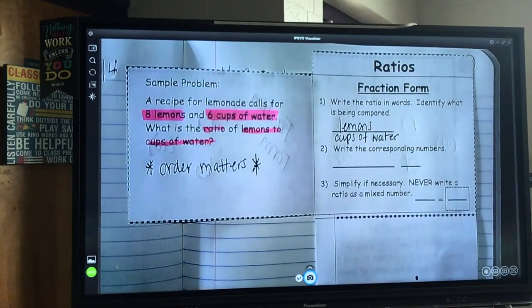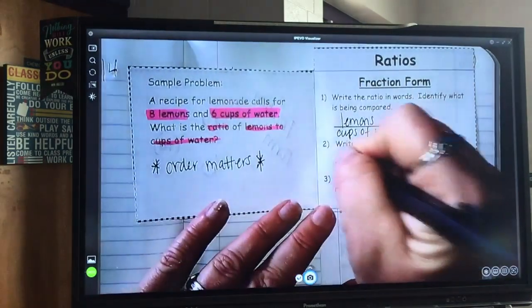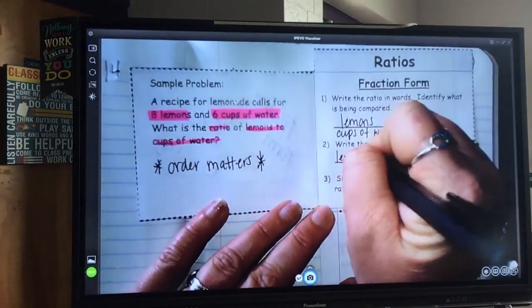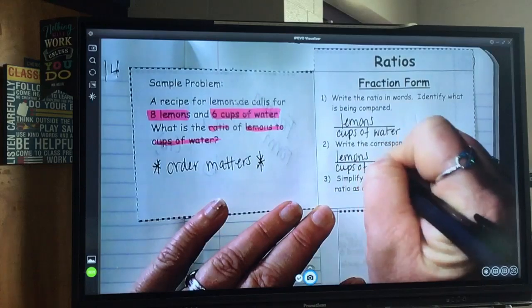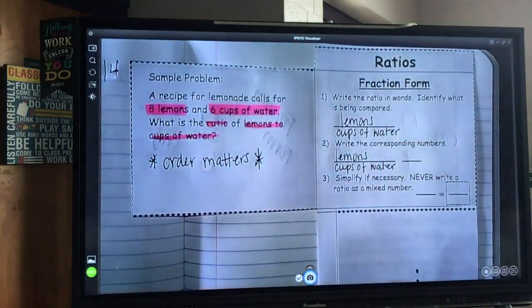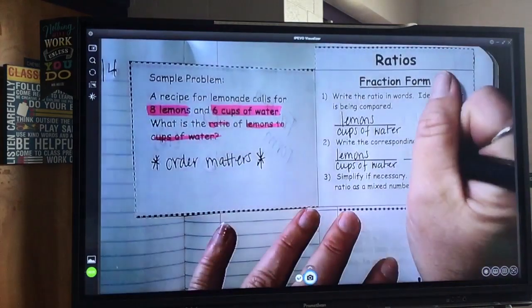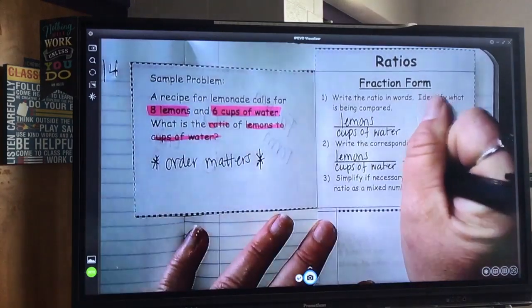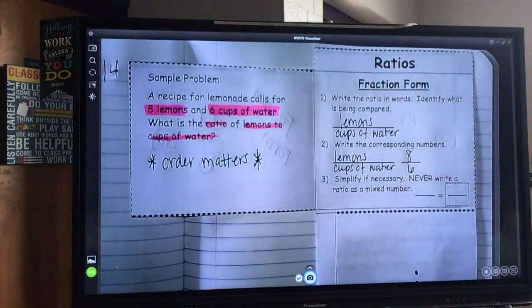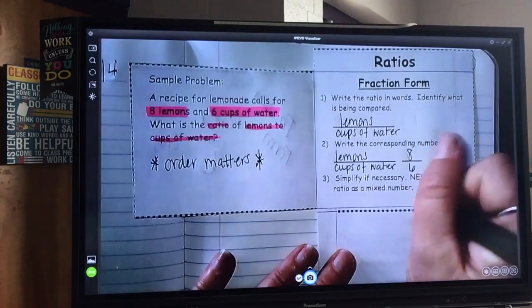Now it says write the corresponding numbers. So we have lemons here, we have cups of water here. What number goes with lemons? 8. And what number goes with cups of water? 6. Alright, so essentially our ratio is 8 to 6.